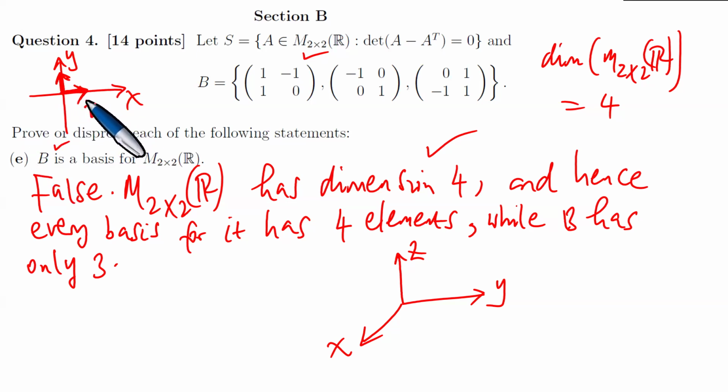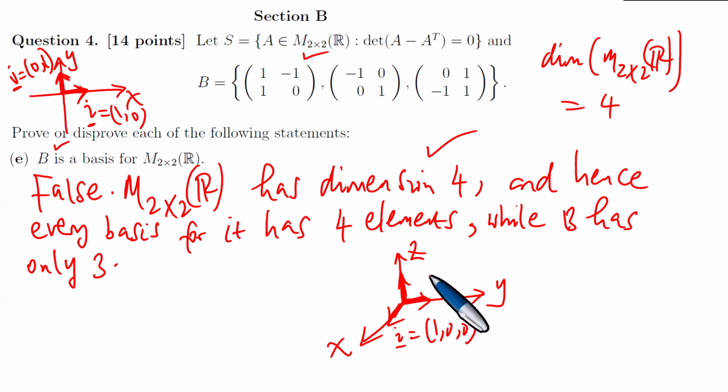Now, this one is vector I, which is (1, 0). This one is vector J, which is (0, 1). Now, there is this one here, and then there is this one here, and then there's this one here. So this one is vector I, that is (1, 0, 0). Vector J, which is (0, 1, 0). Vector K, which is (0, 0, 1).